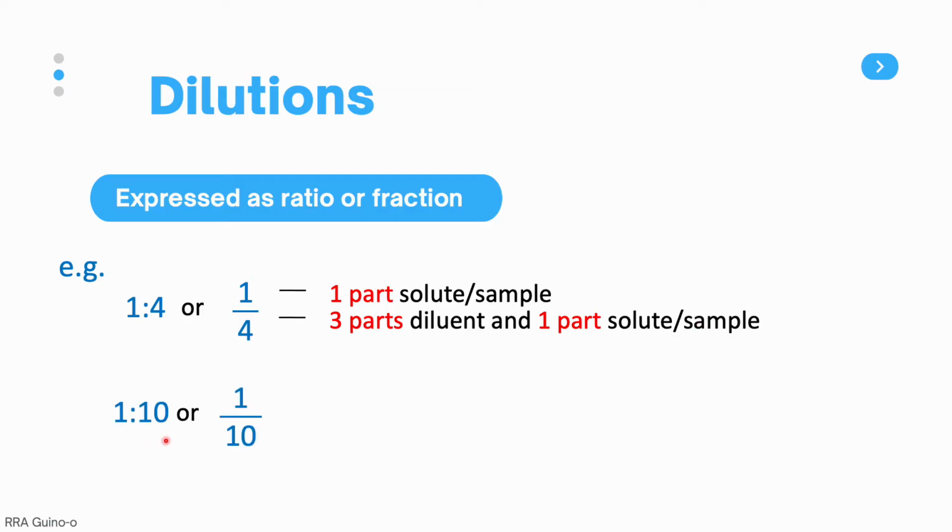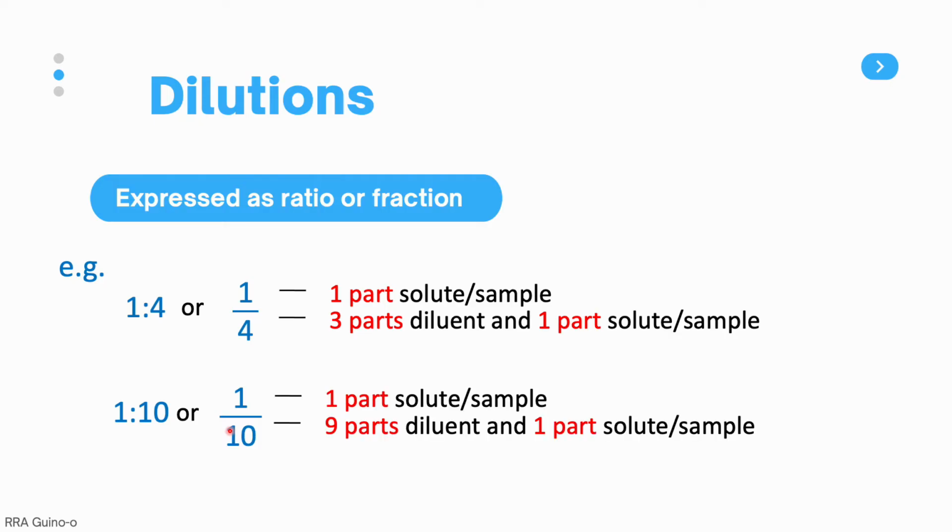Here is another example. So we have the ratio 1:10 or the fraction 1/10. Again, these two mean exactly the same thing when referring to dilutions. So here, the top number indicates that our solution is composed of 1 part solute or sample, and the bottom number indicates that our solution is composed of 9 parts diluent and 1 part solute or sample. This gives us a total volume of 10 parts.